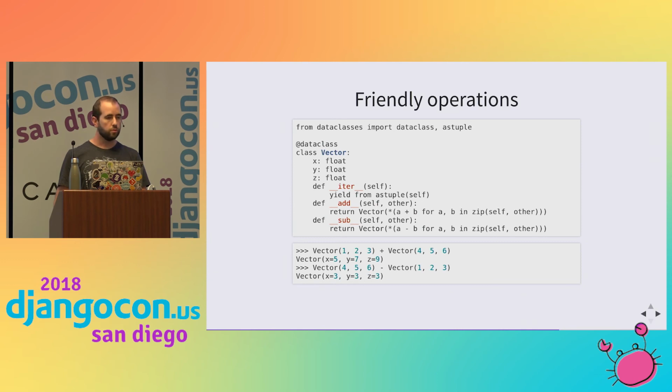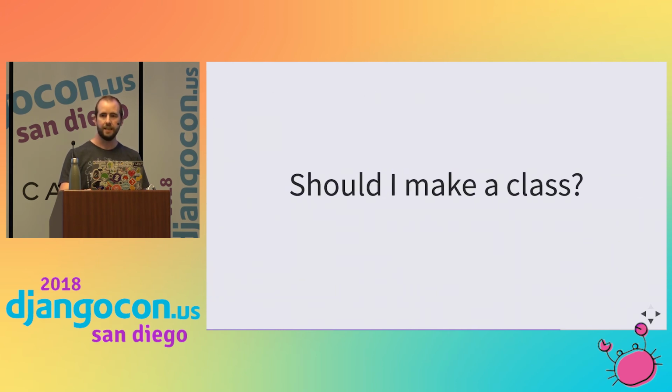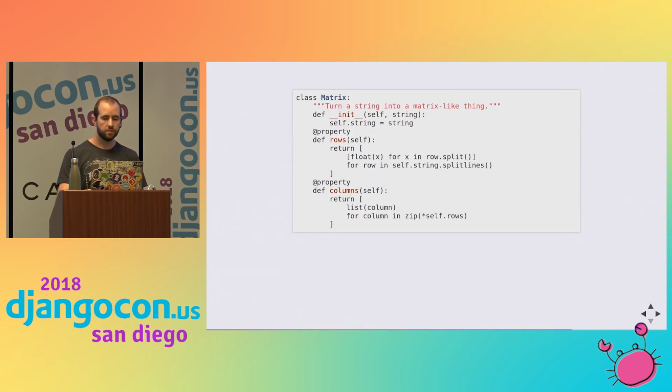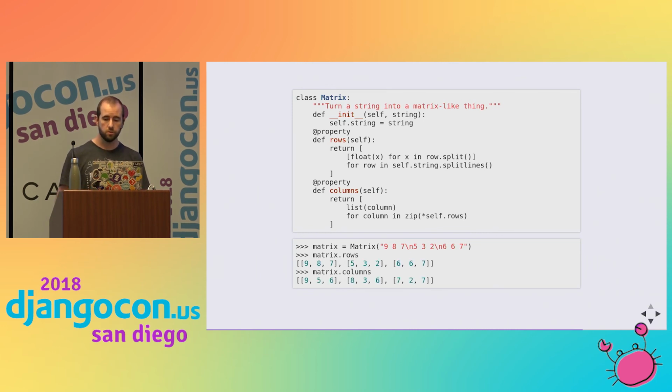All right, so before we wrap up, I think we're actually doing okay on time, which is surprising to me. I would like you to consider whether you even need classes. So this is a class that represents a matrix. This class accepts a string that represents a matrix. So it's got newline characters and spaces, and that represents rows and columns in a matrix. When we construct this thing, the matrix object we get back has a rows attribute that gives us the rows in our matrix, and a columns attribute that gives us the columns in our matrix, the transpose of this matrix.